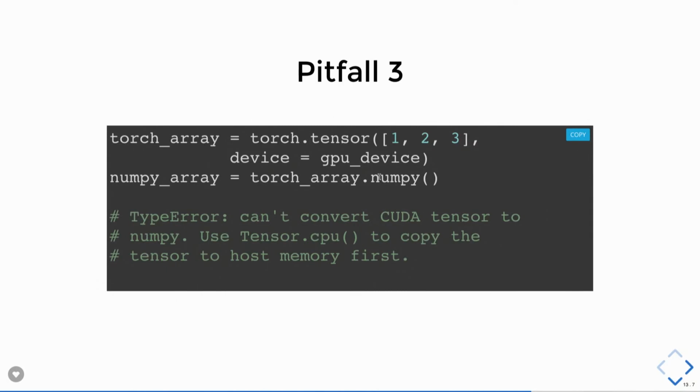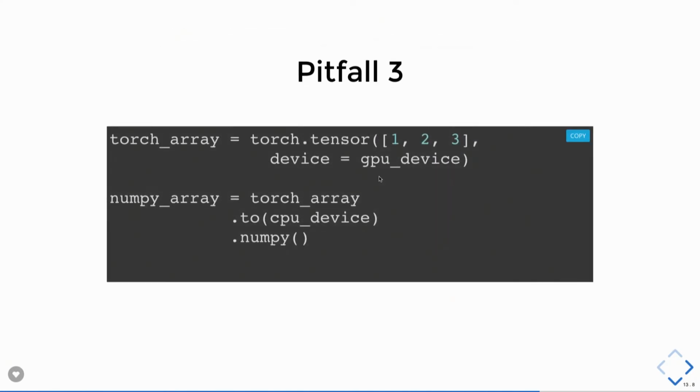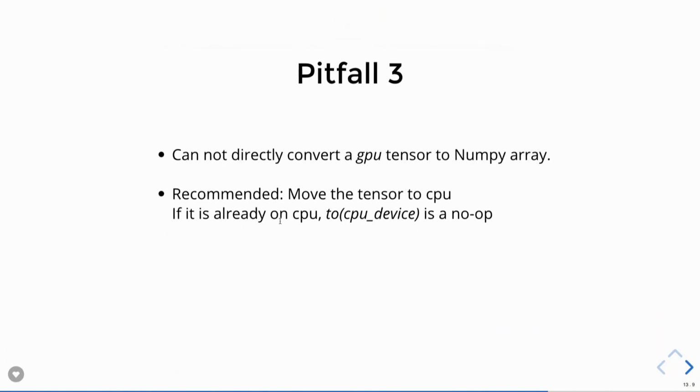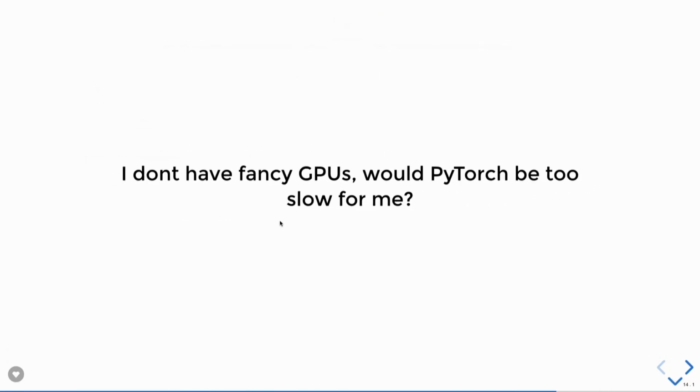You could say that it's a bit of an annoyance and PyTorch could handle it internally, but there are still good reasons for sticking with this and throwing an error explicitly. So if you have data on the GPU device, you first bring it to the CPU device and then you bring it back into NumPy. Yes, this was the third pitfall.